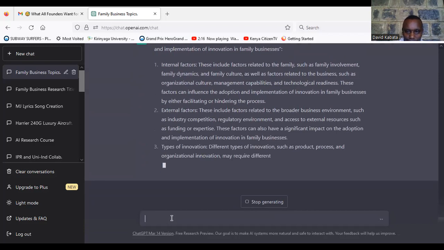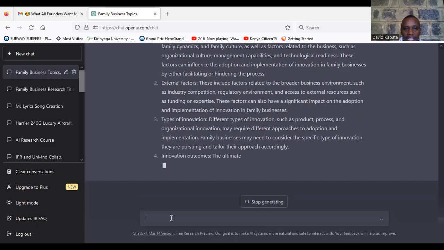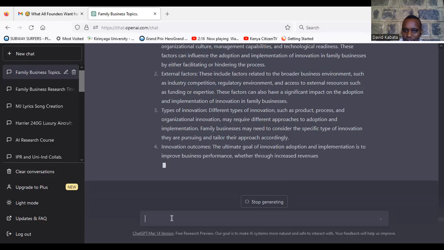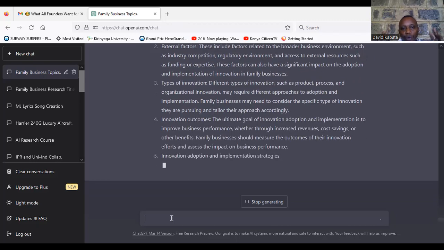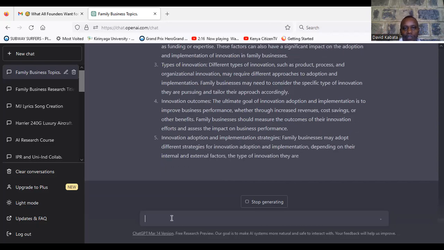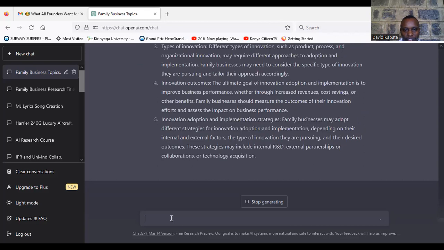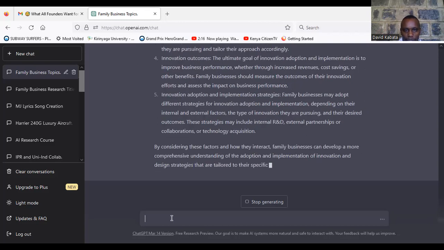Types of innovations, you can see it has highlighted for me the types of the innovations. And innovation outcomes, already I have the innovation outcome, the ultimate goal of innovation. So I have everything that I need for this paper, even the conceptual framework that I want to develop. What I need to do is to draw the conceptual framework for myself.